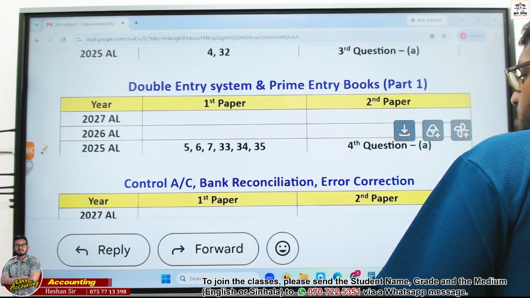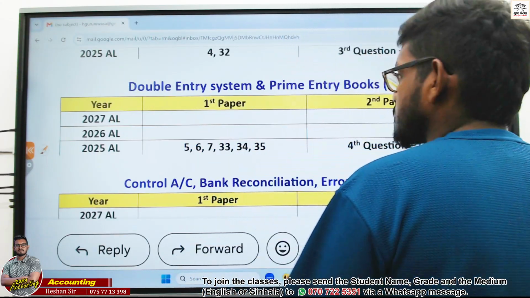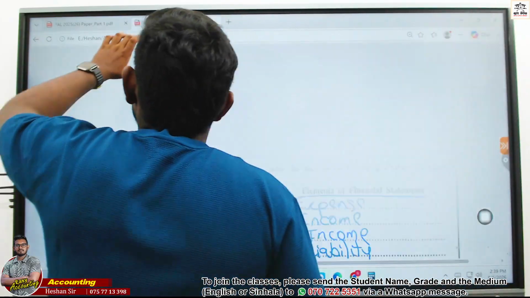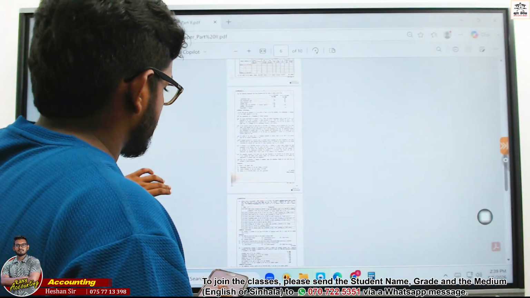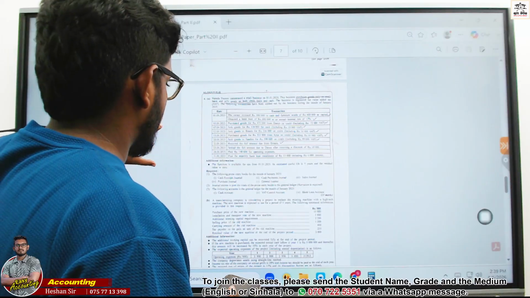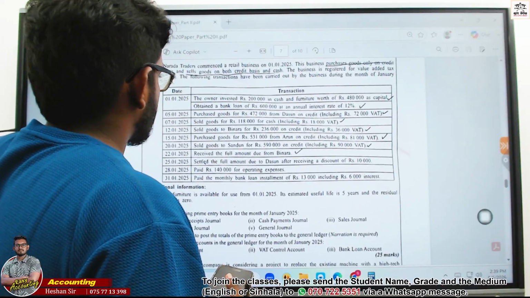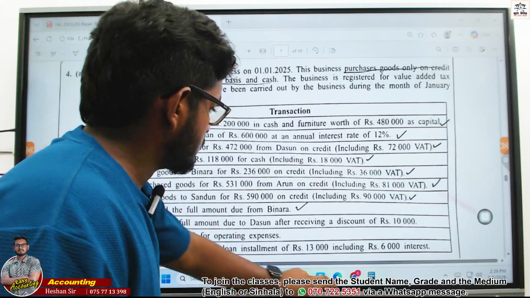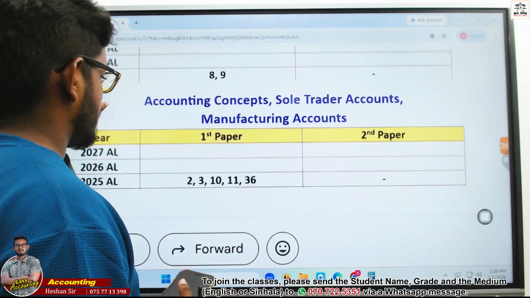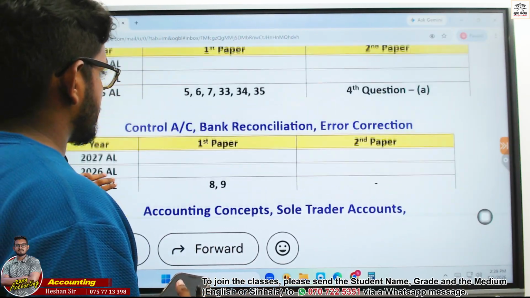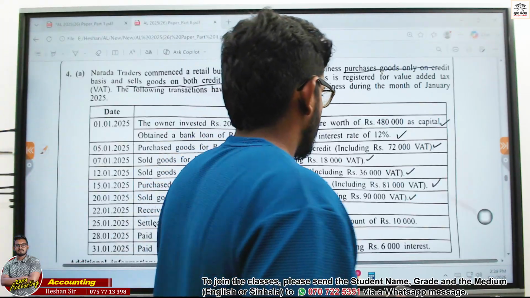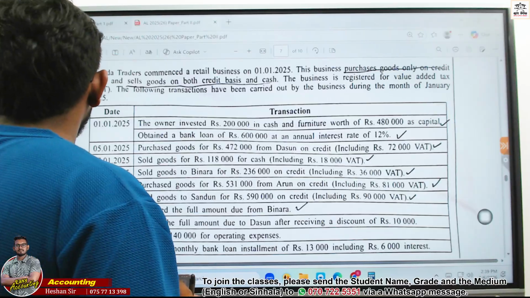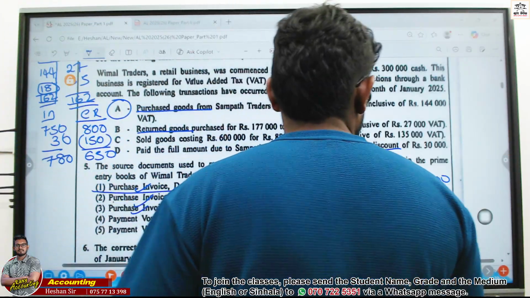Next, what you need to do: second paper, fourth question A, 25 marks. So that is relevant to the prime entry books. Right? Prime entry books. Let's see. Fourth question A, 2025 A level, fourth question A.